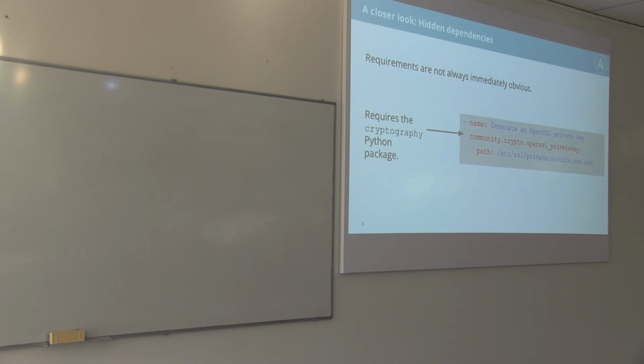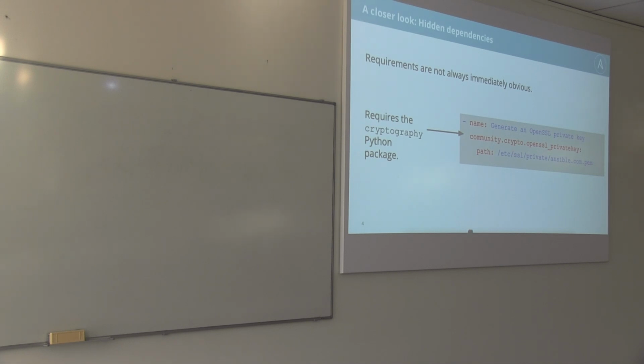This is a very simple example of an Ansible task where I think most of the people in the room will know that, yes, I need the community crypto collection installed to work. But guess what? You install the community crypto collection and you try to run the module. And in some cases, you might get errors about a missing Python package that cannot be imported, because when you install the collection, the Python dependencies are not installed.